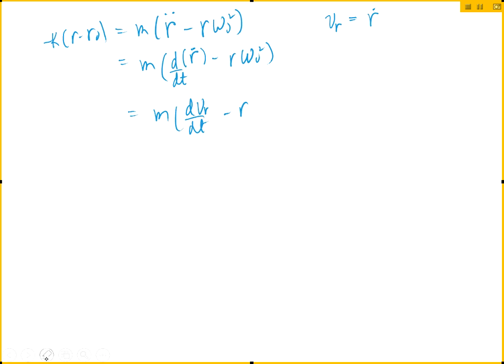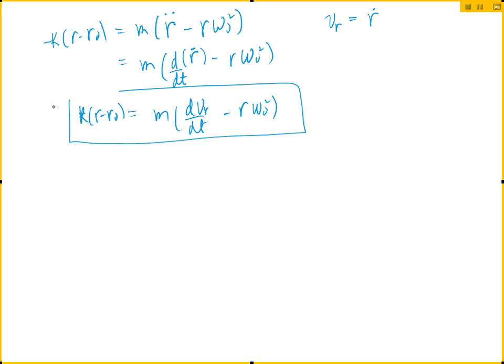Are we okay? I'm not doing magic here. I'm just expressing r double dot in terms of VR because the question asks us for what VR is. Are you okay with what I've done here? Yes or no? Okay. So what do I have here? Remember, I'm looking for VR.